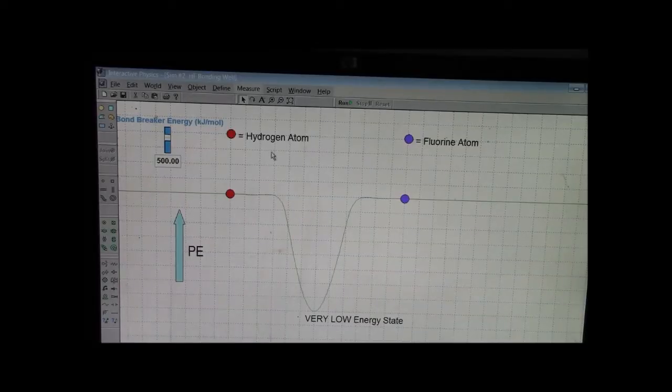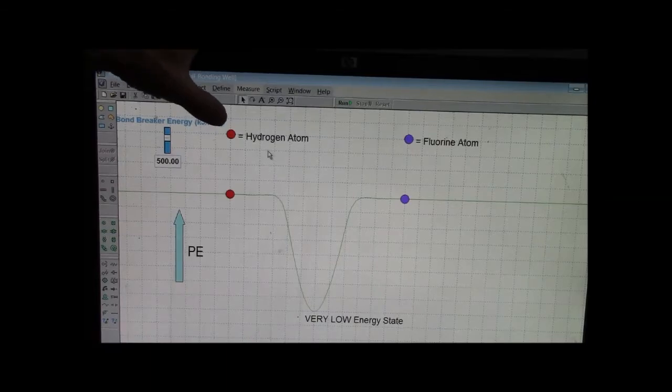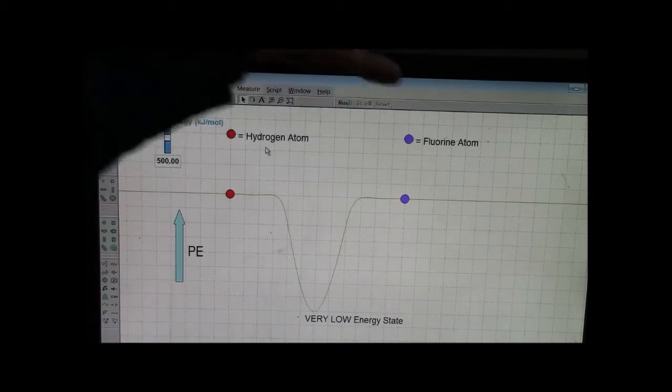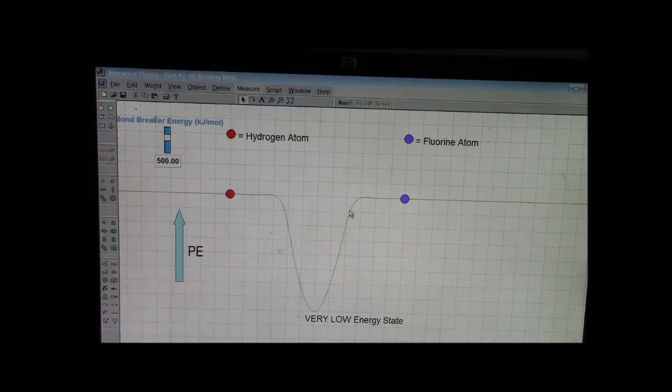My second simulation shows a different bonding pair. This is a hydrogen and a fluorine atom, so we'll be making an HF bond. You should be able to see here that the initial state is very similar, but the bonded state drops down into a deeper well. It's very low in energy, and this makes a stronger bond.